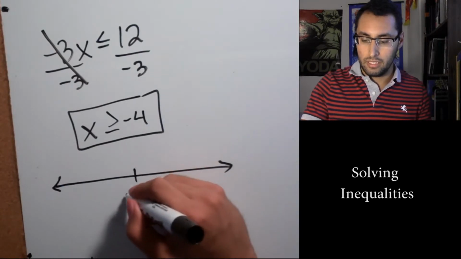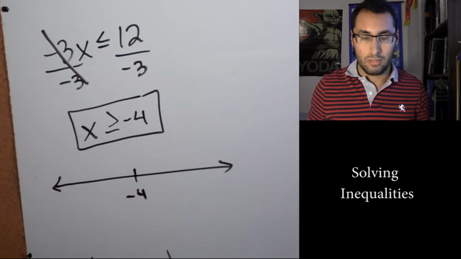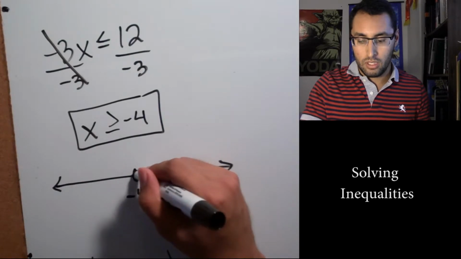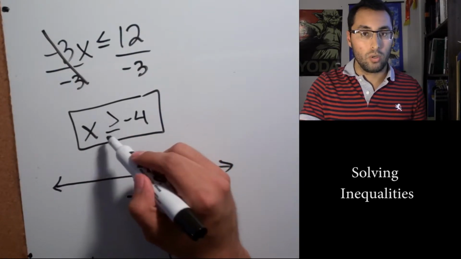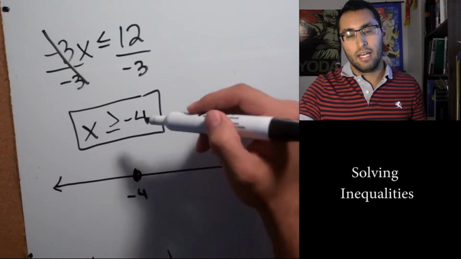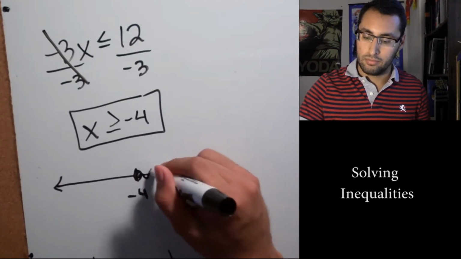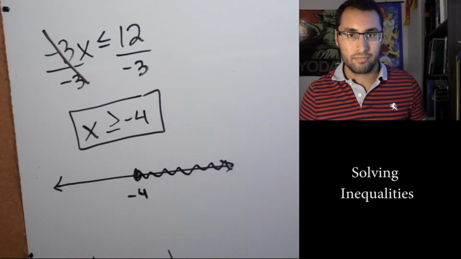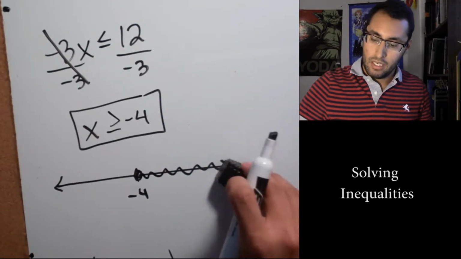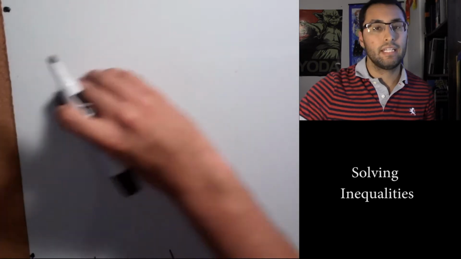Okay, so I'm putting negative 4. What type of circle do I put? I put closed, because it is greater than or equal to. Equal to tells me it's closed, and it points to the number. Alright, well, it points to the number, it tells me to shade to the right. And that's it.